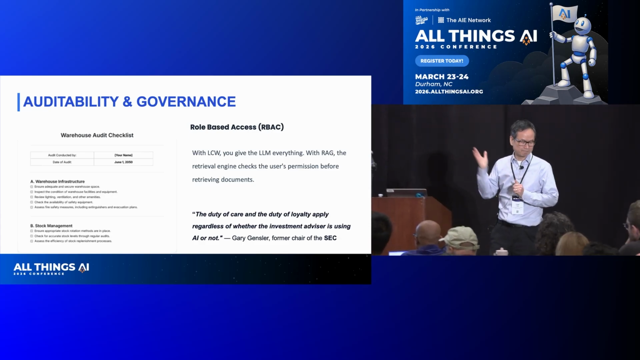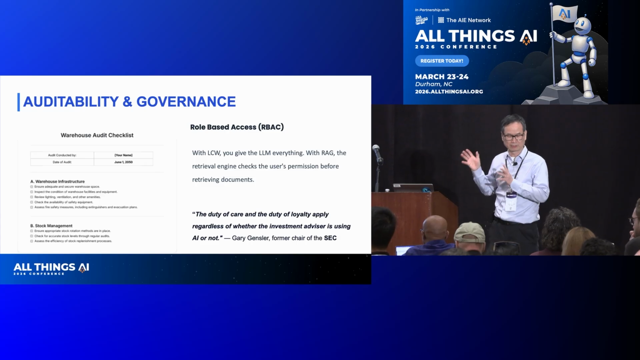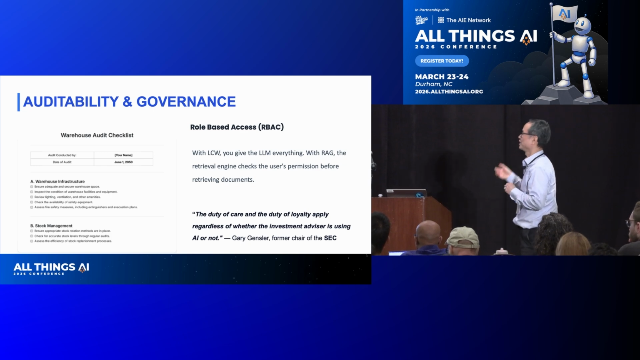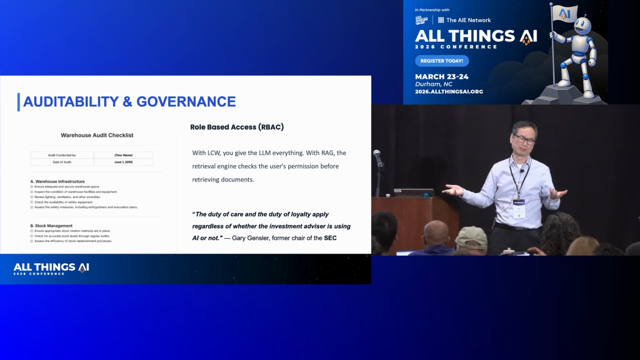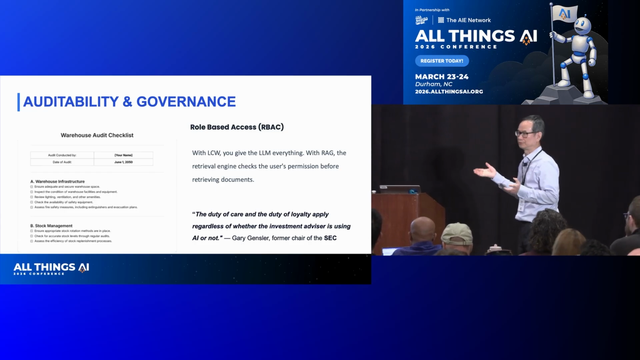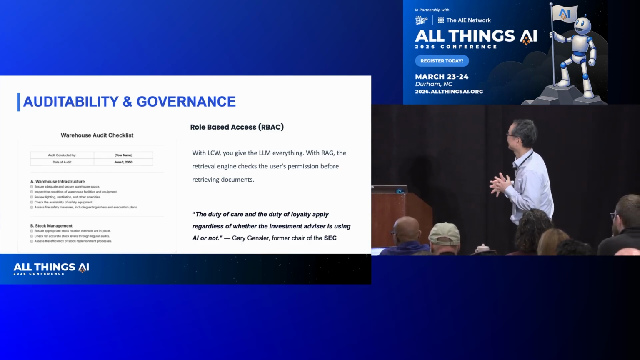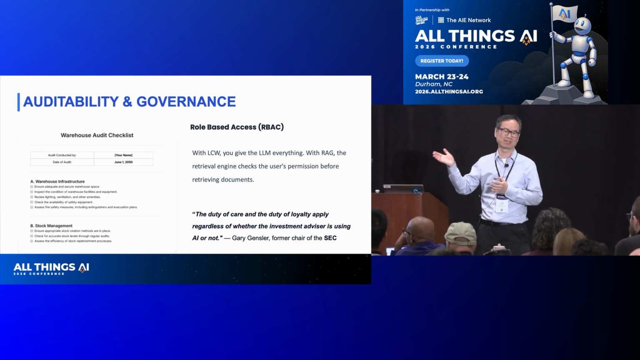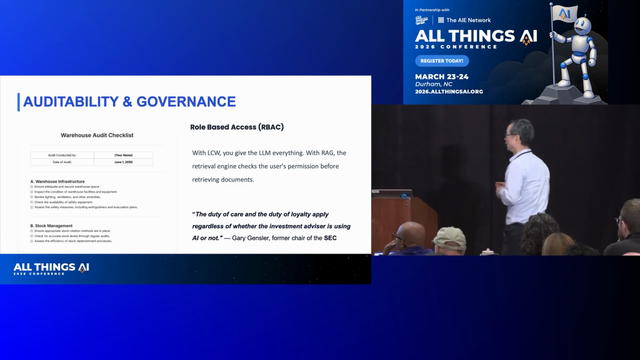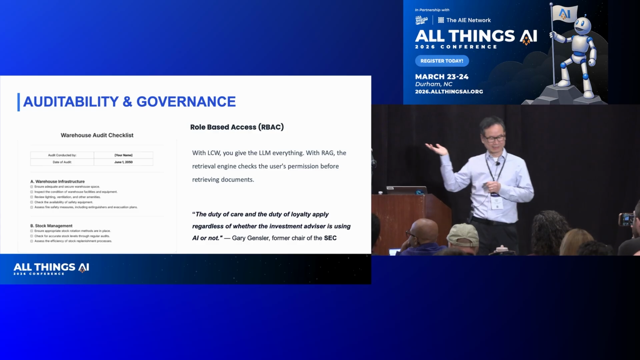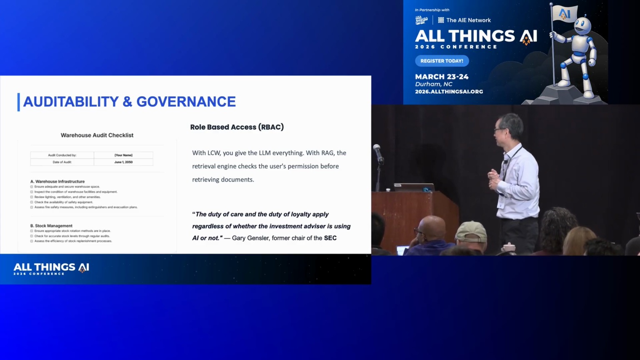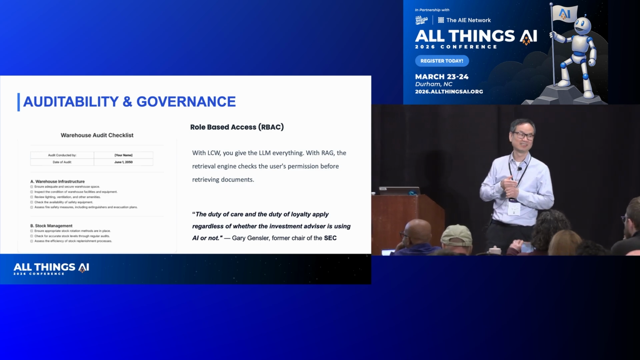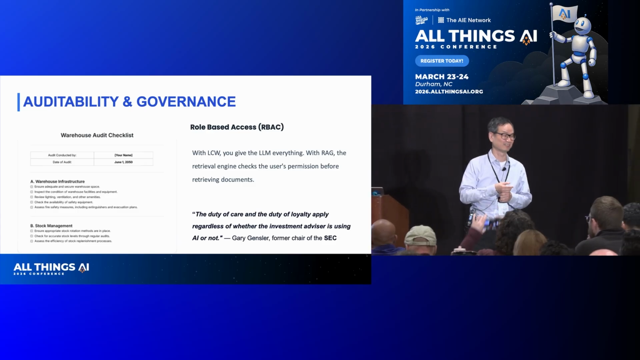And in another area, for regulated industries like financial services, auditability and governance are very important, right? When you throw everything to the LLM, there is no access control. Versus when you do RAG, you control what data you give to the LLM, and if any data masking is needed, you will have control before you feed the LLM. And a former SEC chair put it in this quote: a duty of care and a duty of loyalty apply regardless of whether the investment advisor is using AI or not.